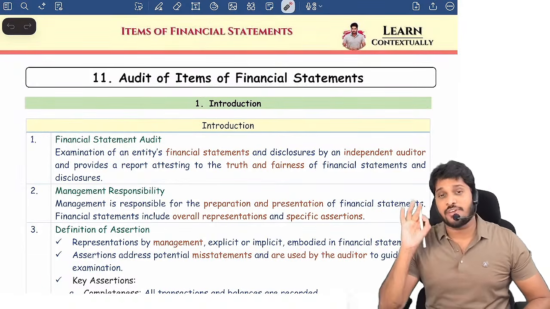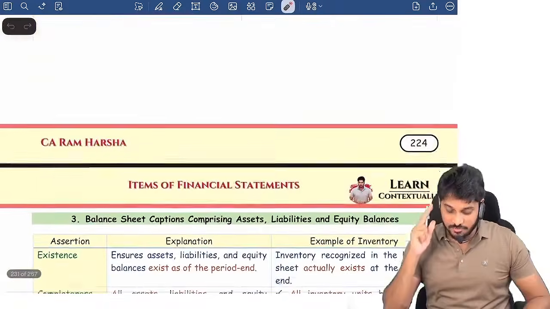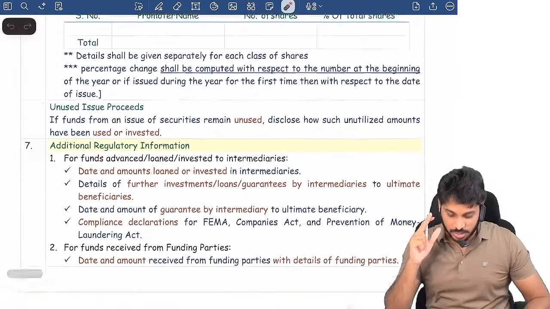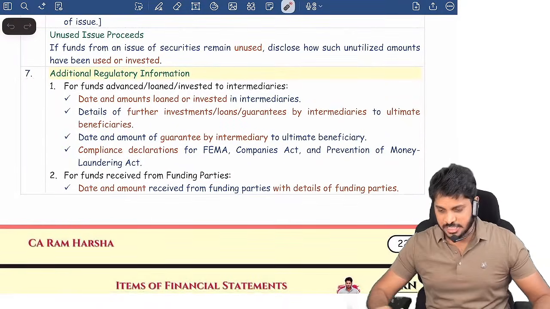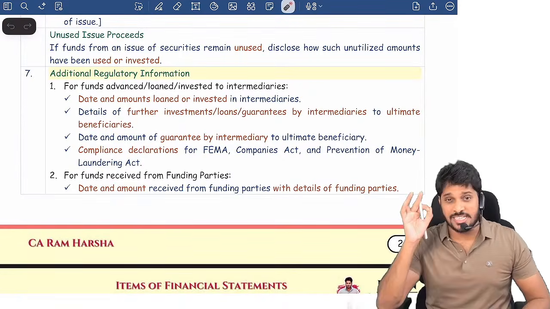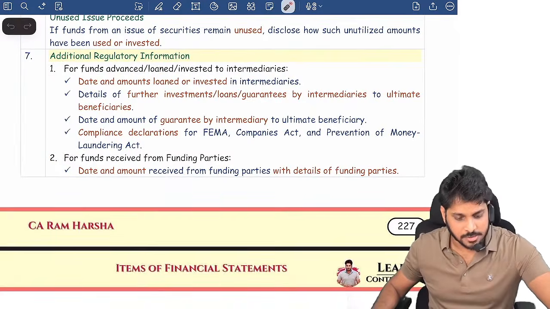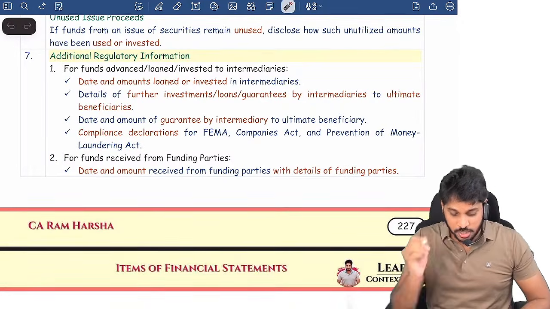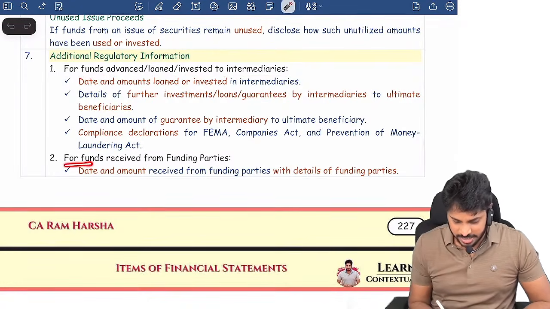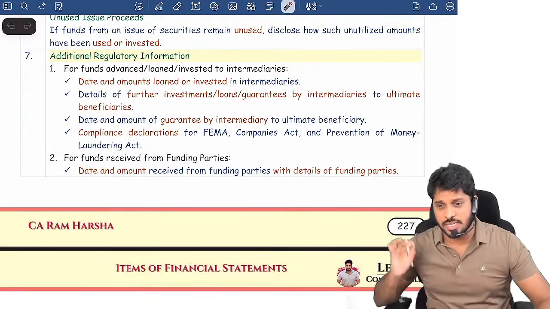Now look at audit of items of financial statements. Inside this, first I told you I will be covering additional regulatory information related points. In the entire book, there is a concept called additional regulatory information. For example, the first additional regulatory information is below share capital. What is there below share capital? You have to give a disclosure related to funds advanced, loaned or invested to intermediaries, and funds received from funding party by intermediary. Regarding this, there is something called additional disclosure that we need to give.